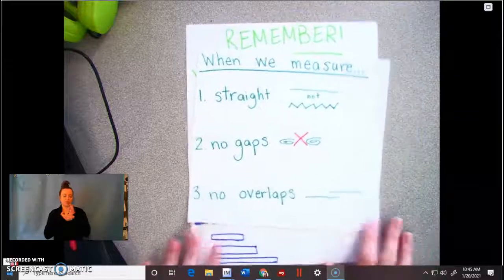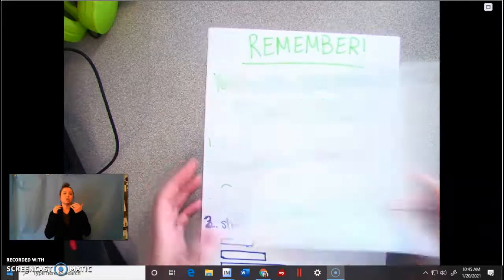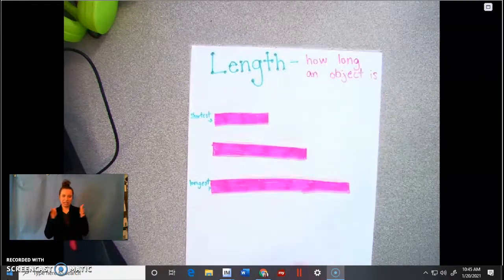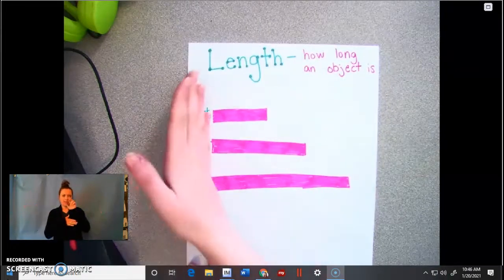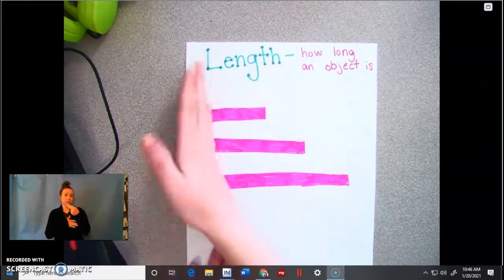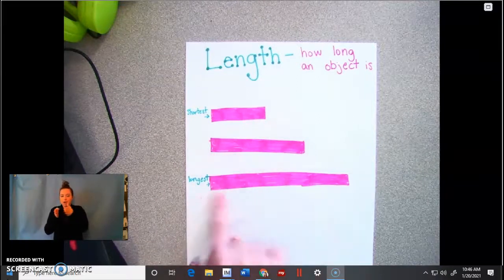All right, guys, you have a math test next. So let's go ahead and review some things about length. Remember that length is how long an object is. We always line them up where one side is all the same. Then we can see if they're short or long.